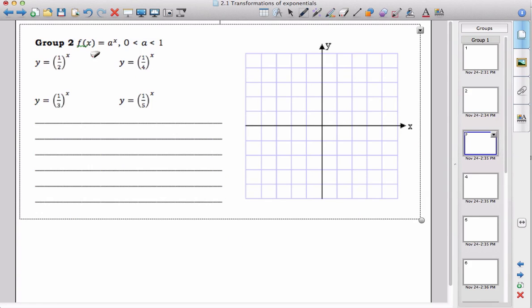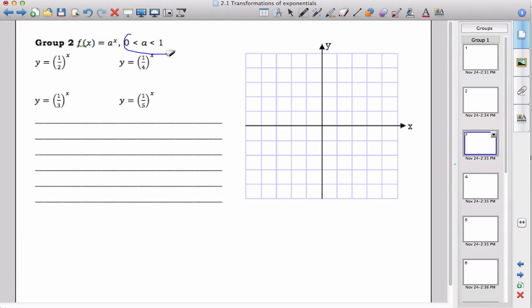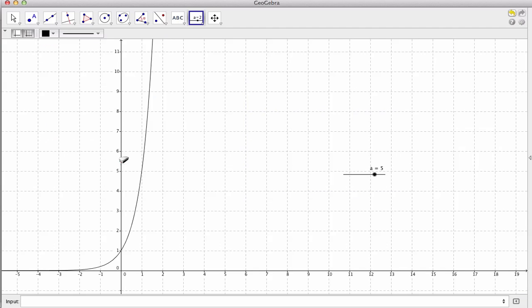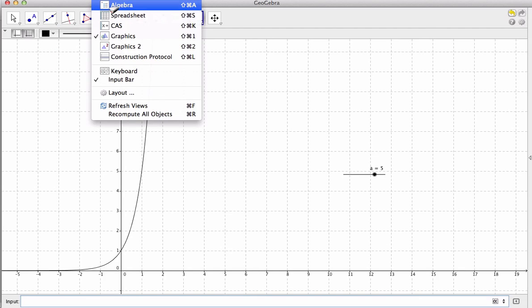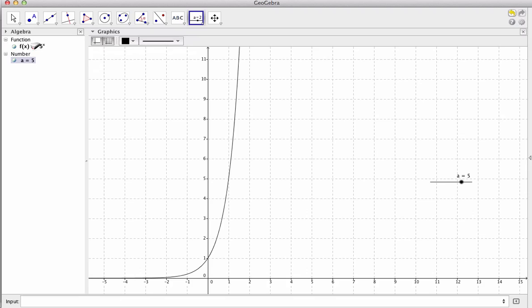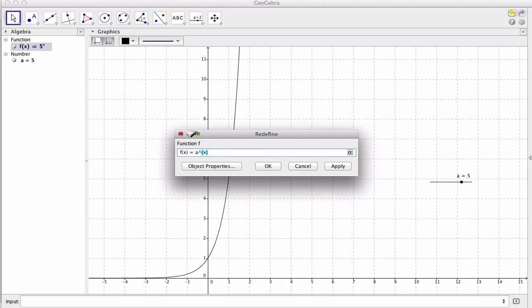Another couple of examples. Now these are when A is between 0 and 1. So basically a fraction that's less than 1, greater than 0. So we're going to graph a half, a third, a quarter, and a fifth. We can do that with a slider very easily by changing our function. I'm going to use the algebra view over here to get my function. So I click on the function, and I'm going to change this from A to the power of x to 1 divided by A, to the power of x.